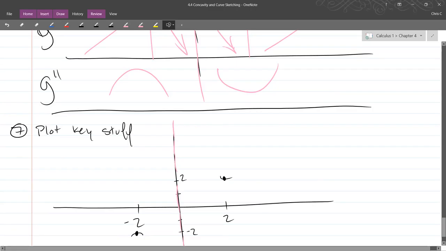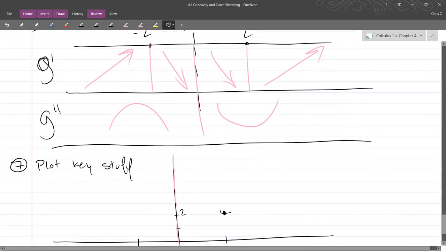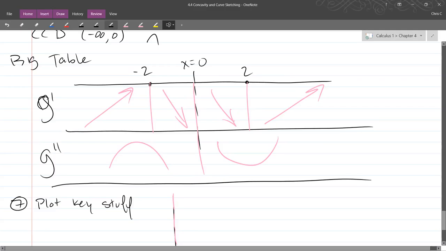All right, so let's start. This is going to heavily rely on this table right here. There's not very many other pieces of information to go on. Let's go from negative infinity to the right. So go from the left to the right. So I'm going to start to the left of negative 2.